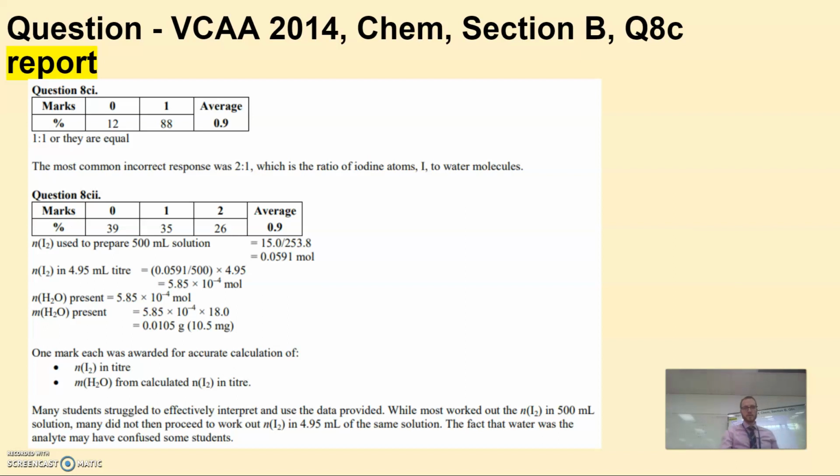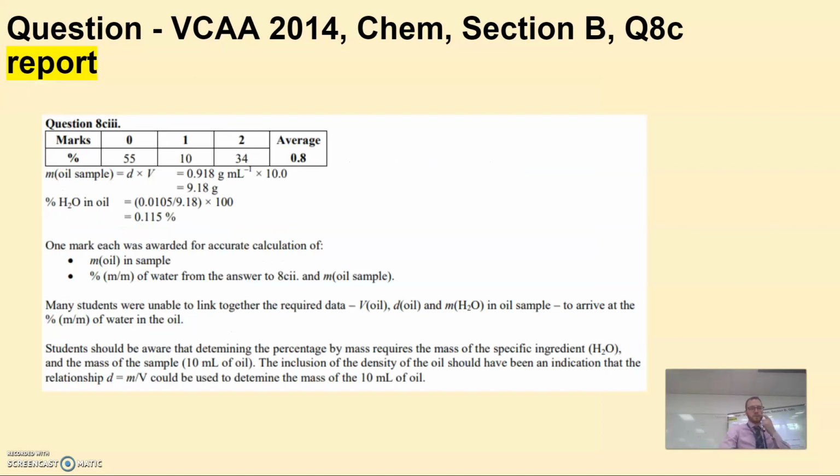Most students struggle to effectively interpret and use the data provided. Most worked out the n of I2 in the 500 mL solution here. Many did not then proceed to work out n of I2 in the titre. The fact that water was in the analyte may have confused some students. 34% got 2 marks in the second part. Density of oil, using the mass from before, 1.14. Many students were unable to link together the required data, volume of oil, density of oil, and mass of water in the oil sample to arrive at the percentage of mass on mass of the water in the oil.